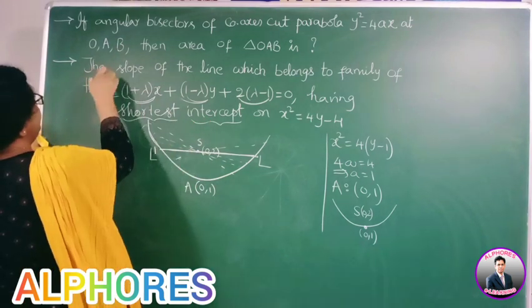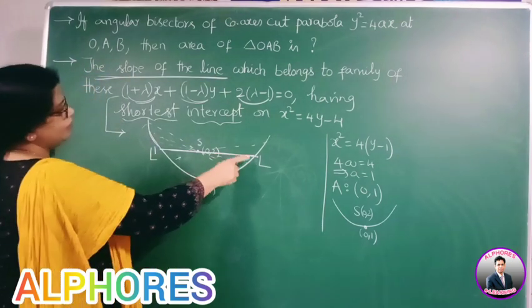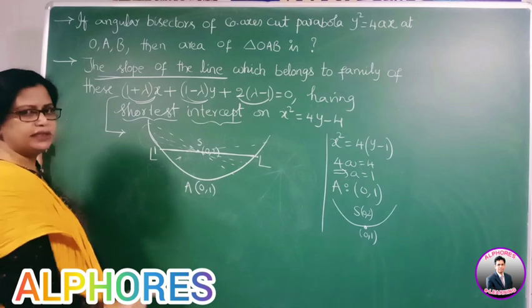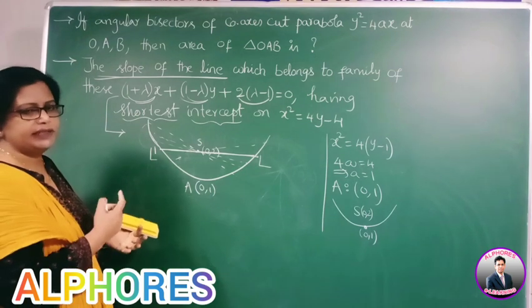Now the question they asked is about the slope of that line. Okay, so what is the slope of this latus rectum? 0. So simply you can use the concept of the latus rectum. Okay.